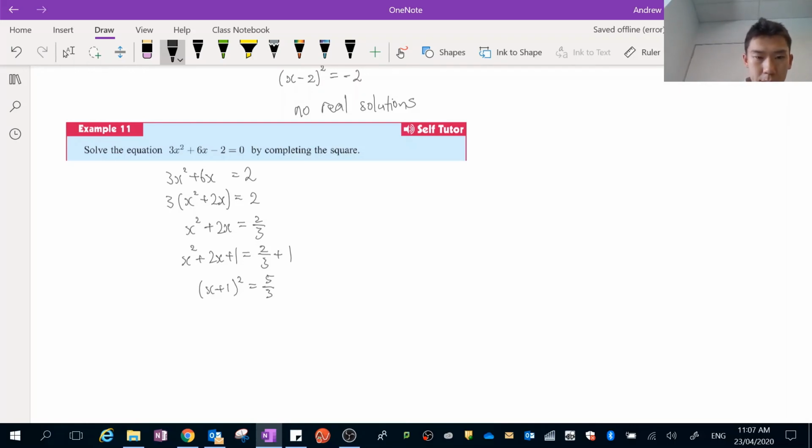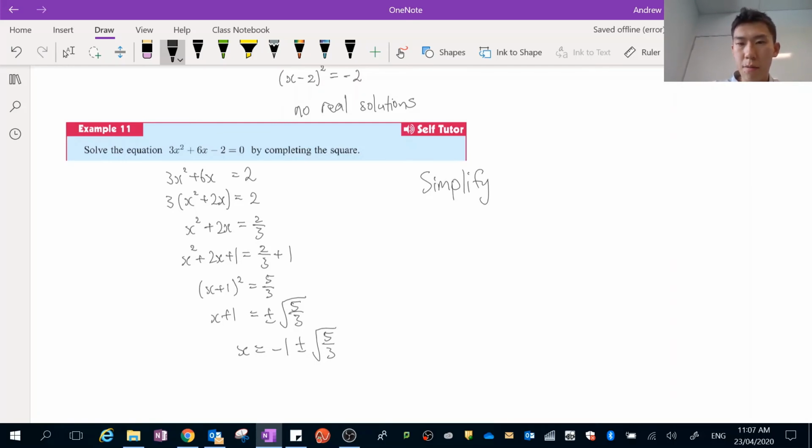Okay, then let's solve. X plus 1 equals plus or minus square root 5 on 3. That means x equals, take away 1 from both sides, -1 plus or minus the square root of 5 on 3. Now, I'm just thinking whether or not to take this a little bit further. I think I will, because we've looked at how to simplify surds. So I'm going to do it separately here. There's a bit of a process.